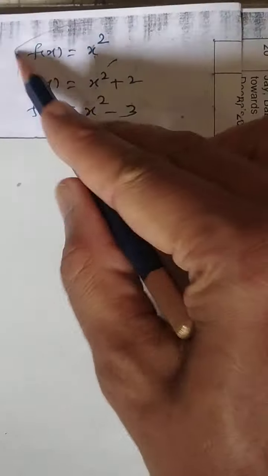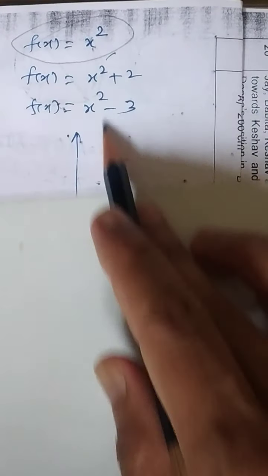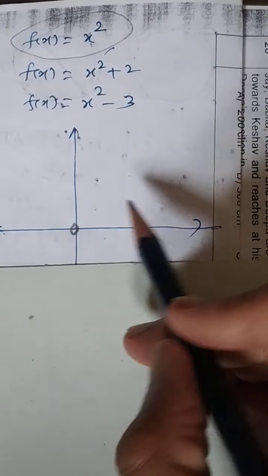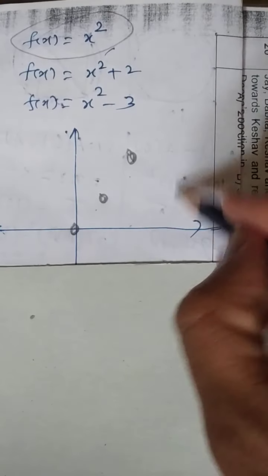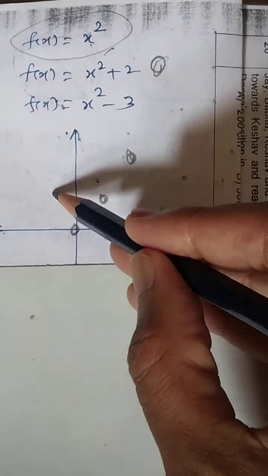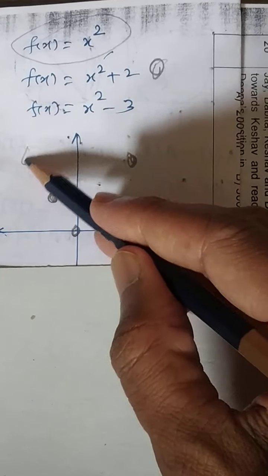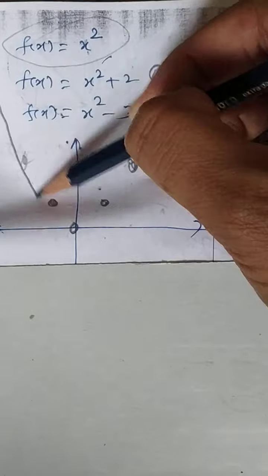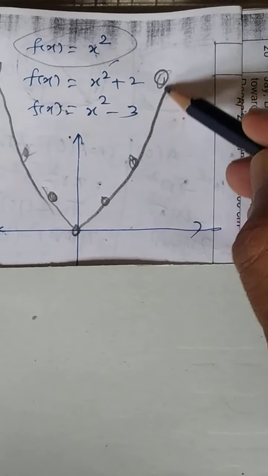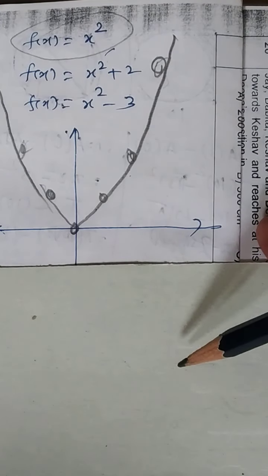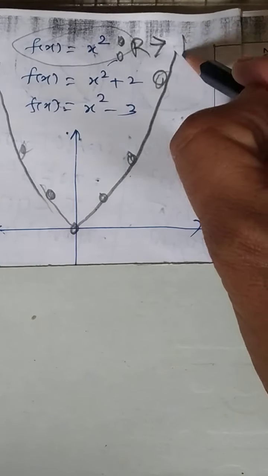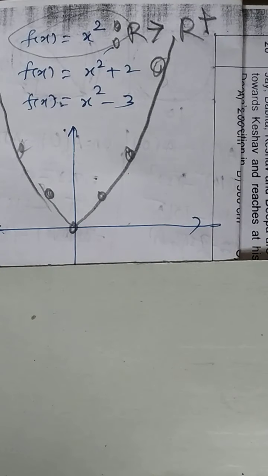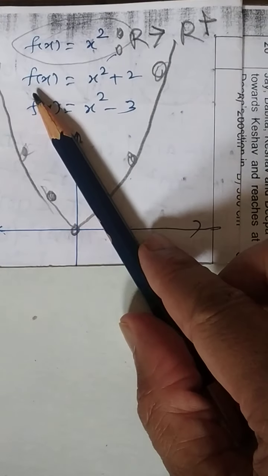We'll try to learn how to get the graph for x square. First one only, y is equal to x square. For 0 the answer is 0. For 1 square it is 1. For 2 square it is 4. For 3 square it is 9. For minus 1 it will be 1. So this is the parabolic curve for the function. If someone asks what the domain is, the domain will be nothing but R, but the range will be R positive.